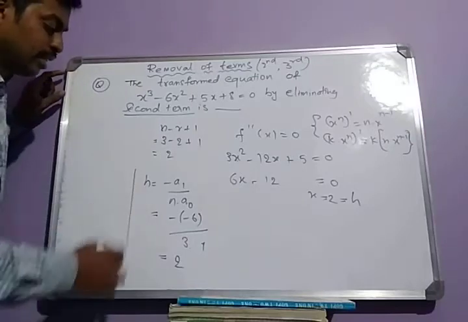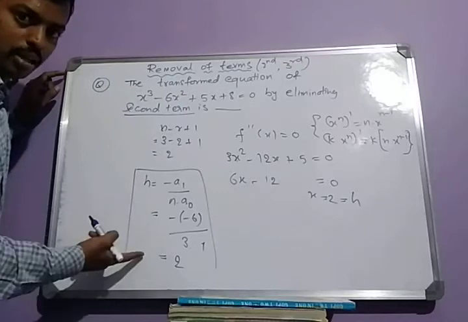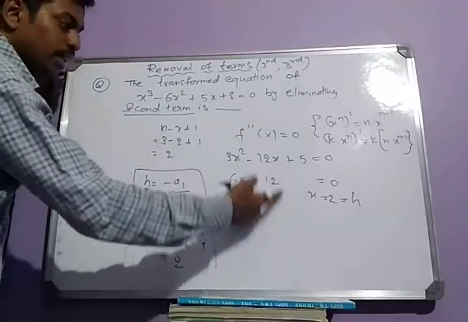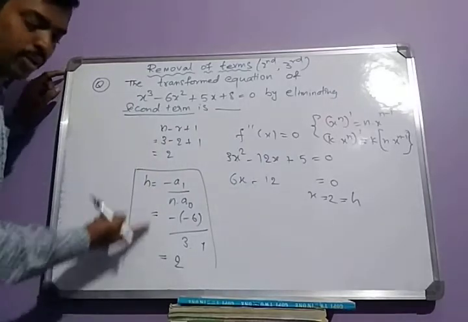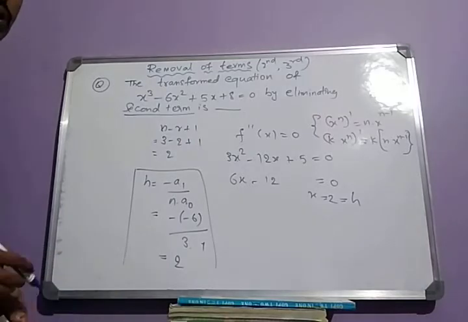Are you understanding that this formula is very easy? That's why we are using this formula if we are eliminating the second term. So h is equal to 2. So instead of doing this entire process, you can simply use this formula to find the value of h. Now that you know h is equal to 2, let us start transforming the equation.